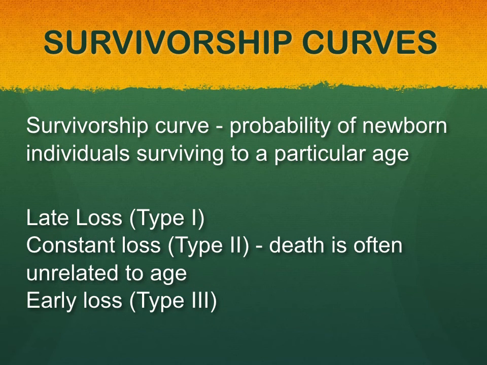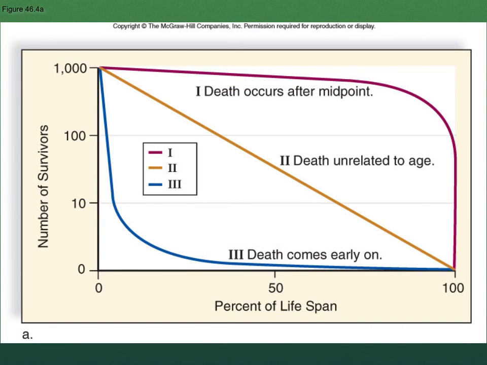The biotic potential will factor into the creation of a survivorship curve. A survivorship curve is the probability that a newborn will survive to a particular age, and there are 3 different types of curves. There's a late loss curve, and I'll show you an example in a second. That's called type 1. Constant loss, which is type 2, and just as a note, for constant loss, death and age are often unrelated. And finally, early loss, or type 3. So let's take a look at those.